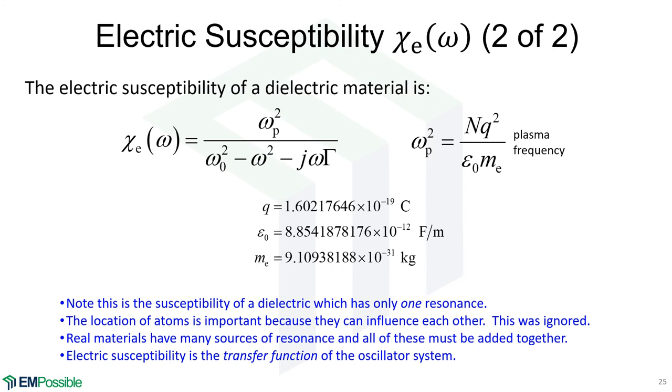Another thing that we've completely ignored is if the locations of the atoms are changing as a function of position, then there's statistics involved in that, and that can all influence the susceptibility and the performance of the material. We've completely ignored that.